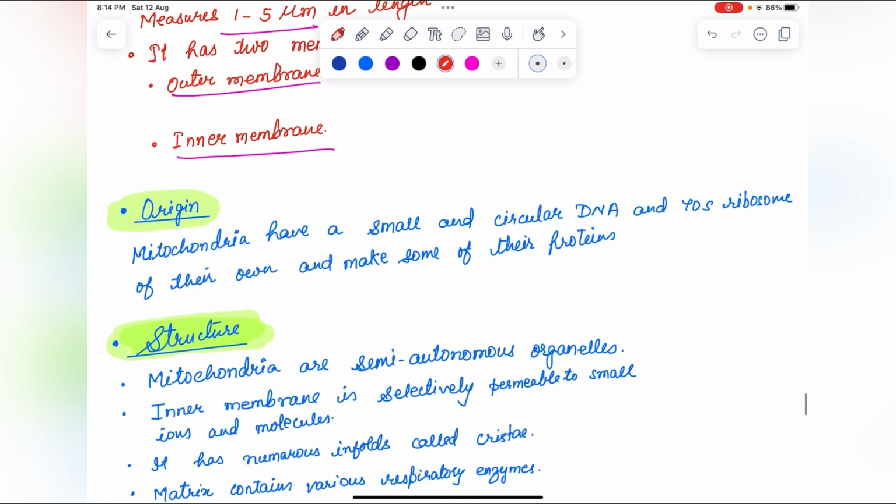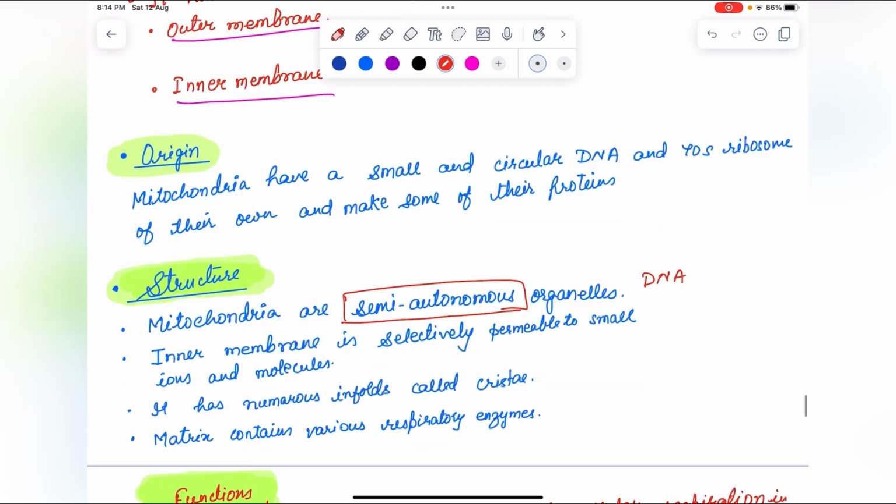Now next is structure. Mitochondria are semi-autonomous. What do we mean by semi-autonomous? Mitochondria and plastids are double membrane organelles, and they have their own DNA. These organelles can reproduce independently of the nucleus. Without the help of the nucleus, they can replicate by themselves. That is called semi-autonomous.